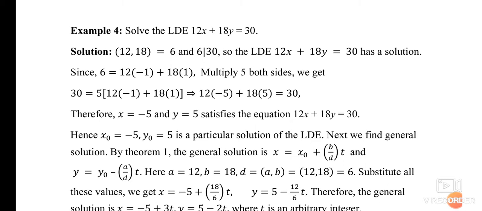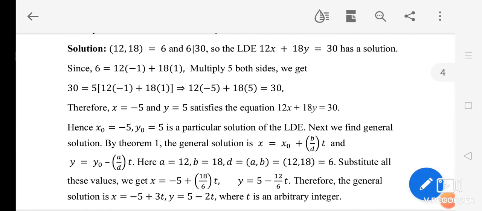Next, here the constant term is 6, but the constant term in the LDE is 30. So, if we multiply this equation by 5, the constant term becomes 30. Multiplying both sides by 5, 6 into 5 is 30. So, 30 equal to 12 into minus 5 plus 18 into 5.